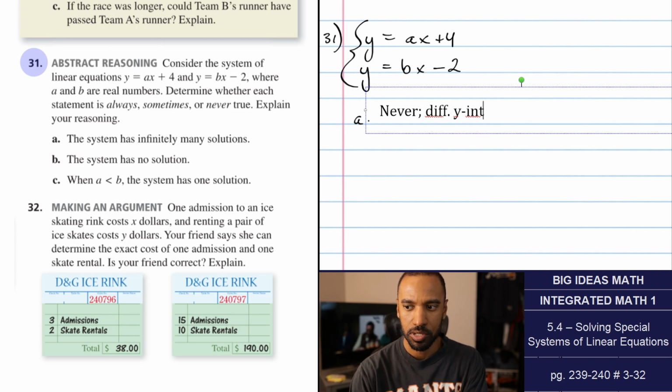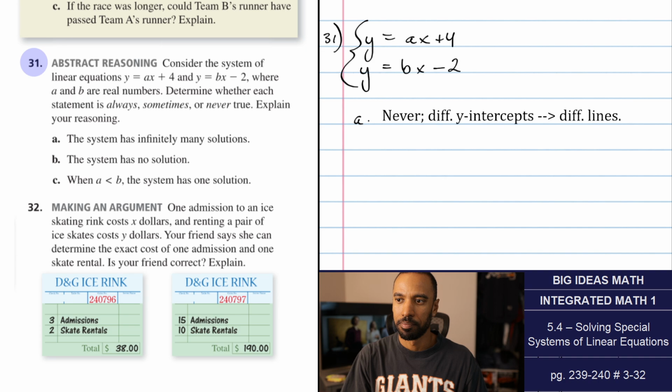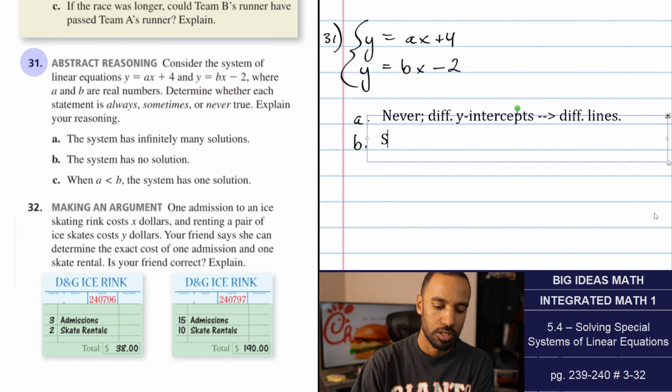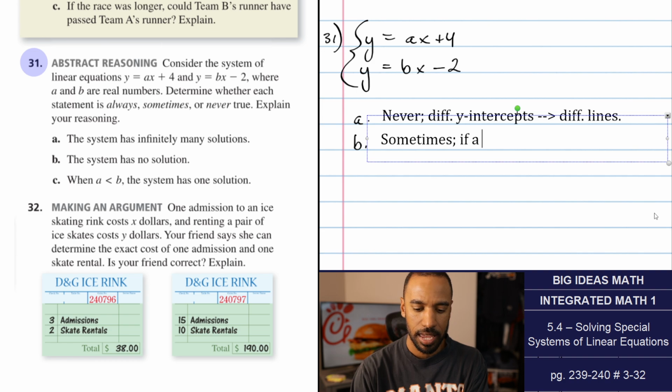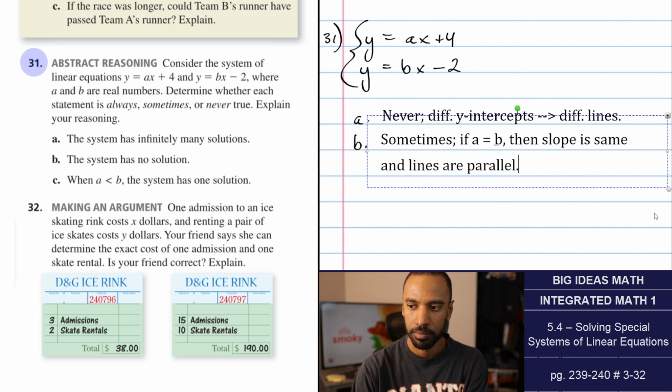Different y-intercepts means different lines. It doesn't matter what a and b are, they'll never be infinitely many. System has no solution? Sometimes. If a and b are the same, then they'll have the same slope. So sometimes: if a equals b, then the slope is the same. Therefore, the lines are parallel.